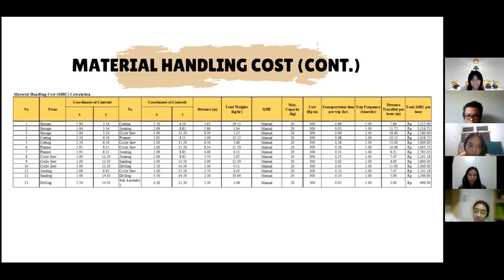For transportation time per trip, it is obtained by dividing total weight by maximum capacity, and the trip frequency is the round-up of transportation time per trip. For the distance traveled per hour, the formula is distance times trip frequency times 2, because that is a round trip. And then the next column is total material handling cost per hour. Okay, next.